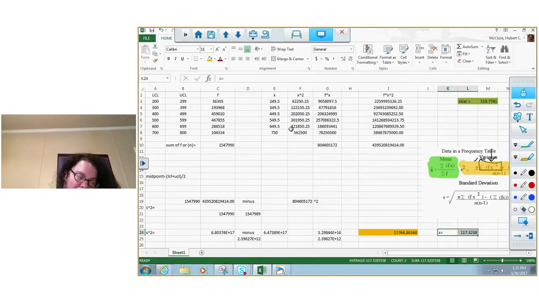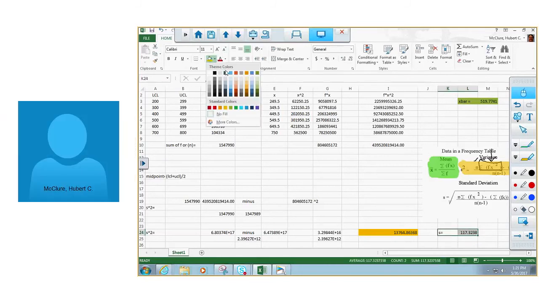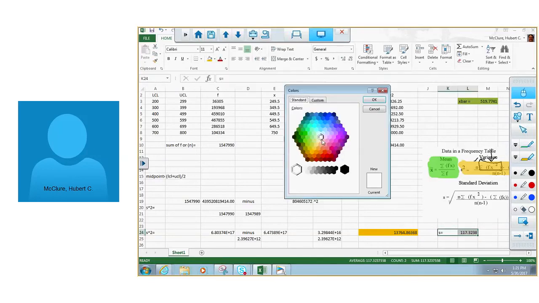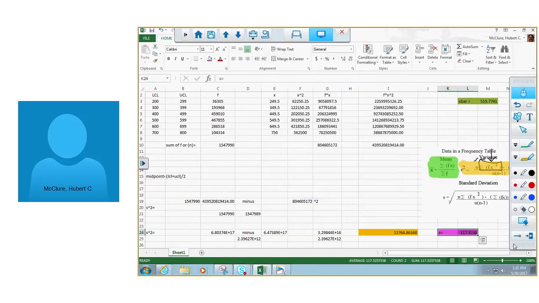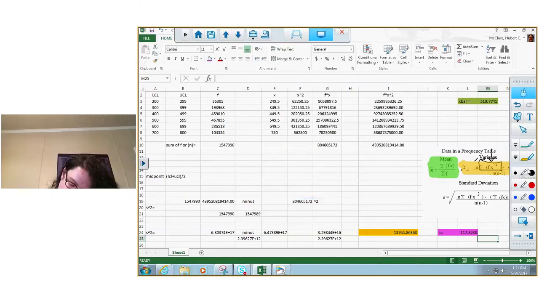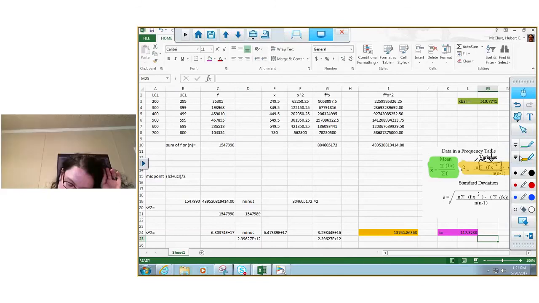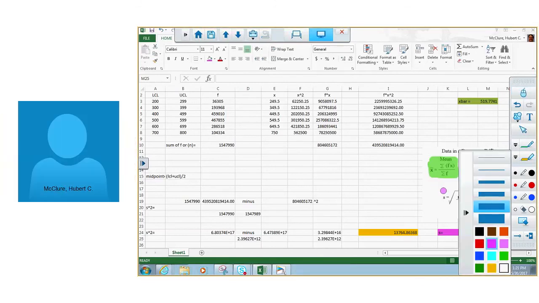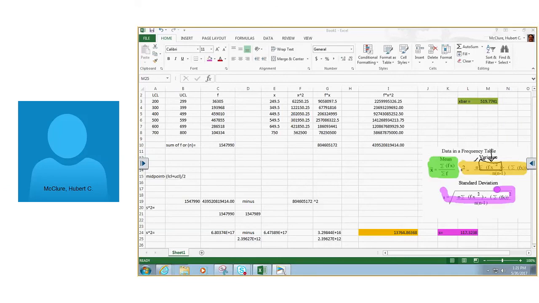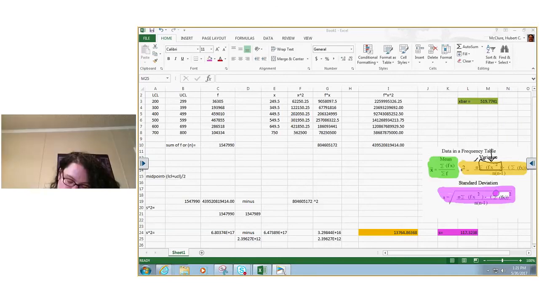And I'll color this magenta. Well, I don't have a magenta. Let me go find a magenta. Well, it's more of a mauve. There's magenta. And then we'll color this magenta. There we go.